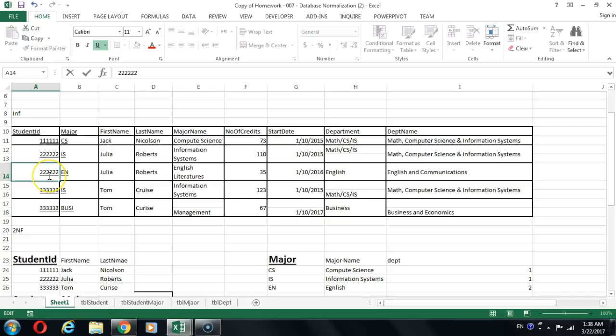The second person has the student's ID 2222, 6 of those digit 2s, and since it's the same person, in order to break the repeating group, I had to repeat Julia Roberts multiple times. And also because of her major name. She has two majors, so we had to break those into the number of credits finished in each major, and also the date she started each major, and the department that that major belongs to, in the actual name of the department. Notice the same thing for the third person, Tom Cruise.